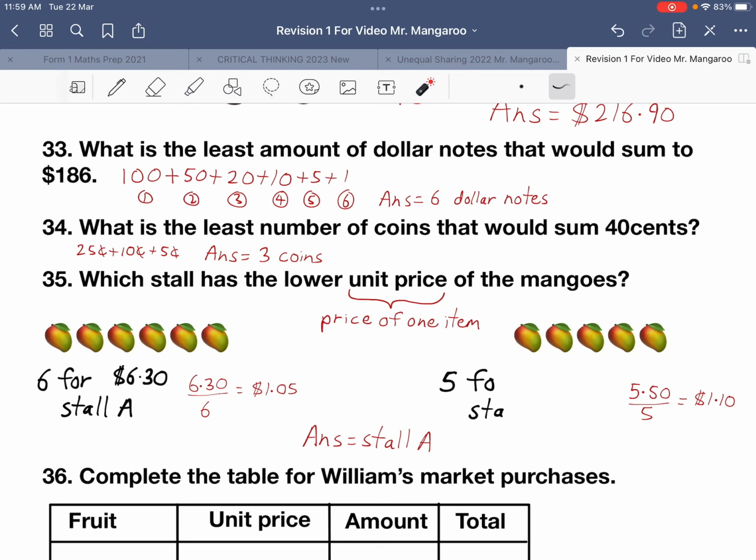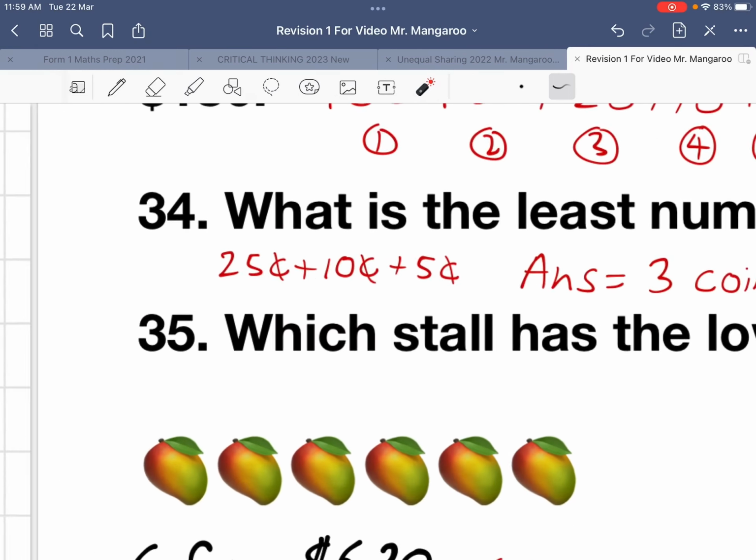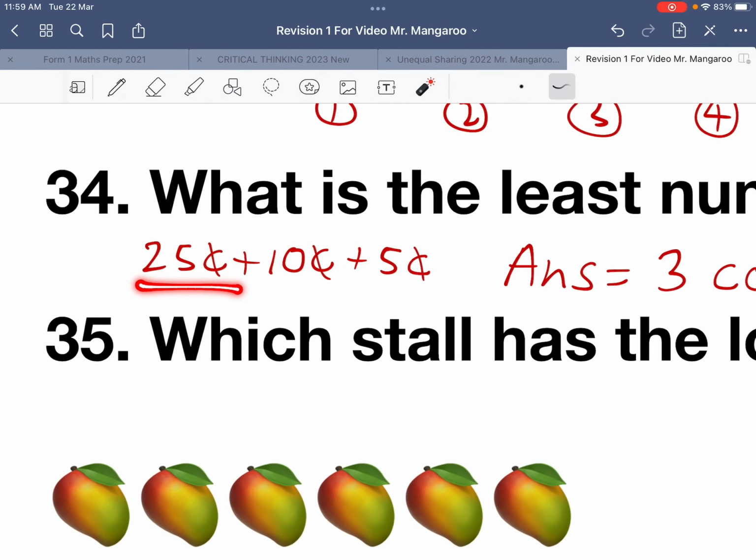Similarly, 34 asks us, what is the least number of coins that would sum to 40 cents? So the biggest coin that we have is a 25 cents coin. If we use two 25-cent coins, we'll end up with 50 cents. That's too high. So 25 plus 10 is 35, plus 5 is 40. So that's 3 coins.